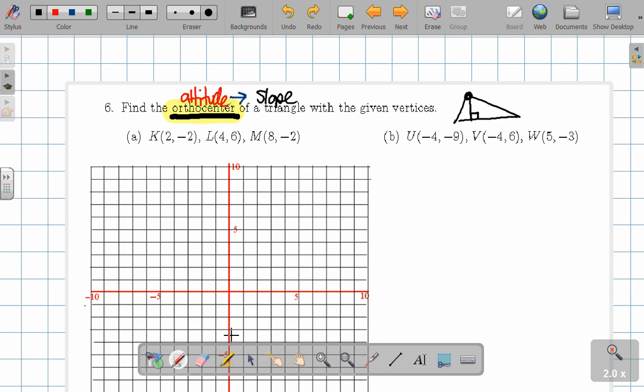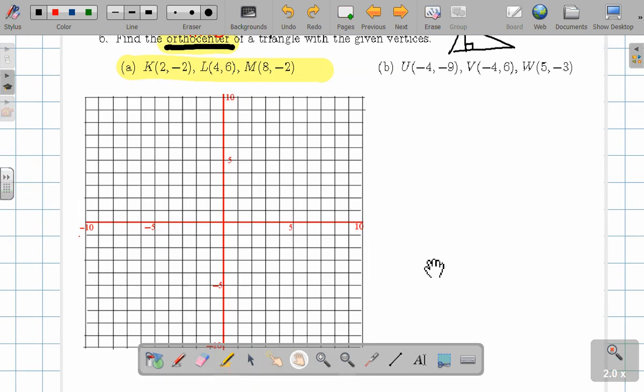Do you want to do A or B? A, sounds good. All right, we're good. So let's start by graphing. And make sure you get both your letters and your coordinates on there.